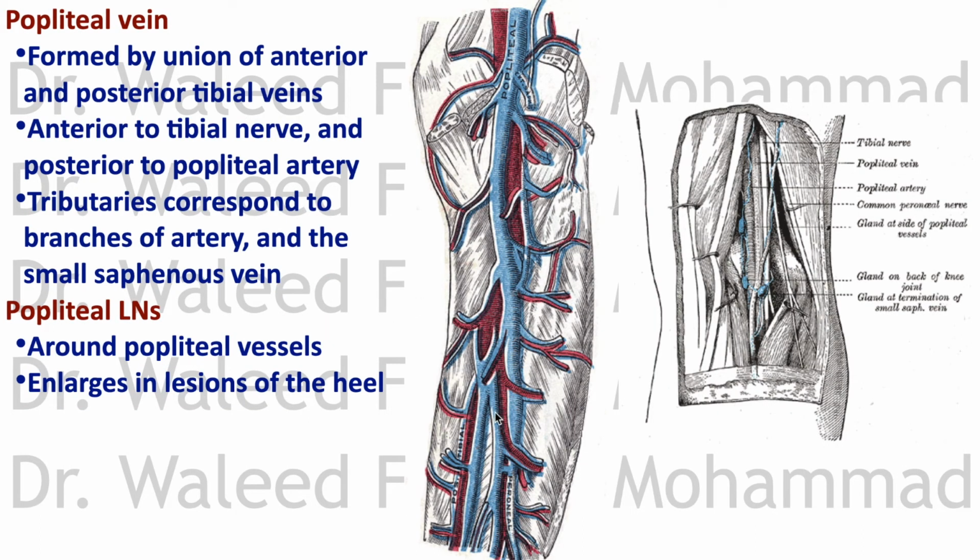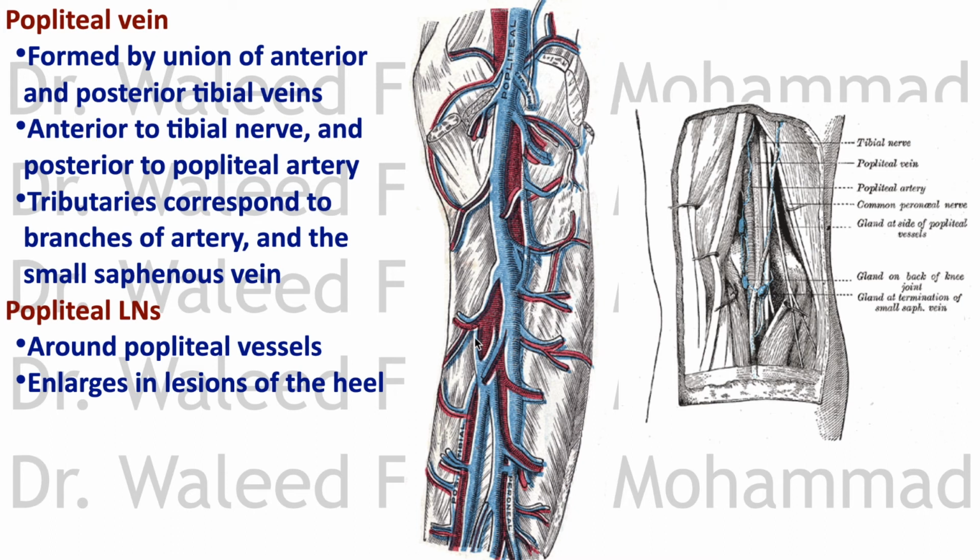The popliteal vein is formed by the union of the venae comitantes of the anterior and posterior tibial arteries. The anterior and posterior tibial veins form the popliteal vein, and the popliteal vein receives the small saphenous vein in the popliteal fossa, the small saphenous coming from the lateral side of the foot and ascending in the middle of the back of the leg on the gastrocnemius posteriorly.